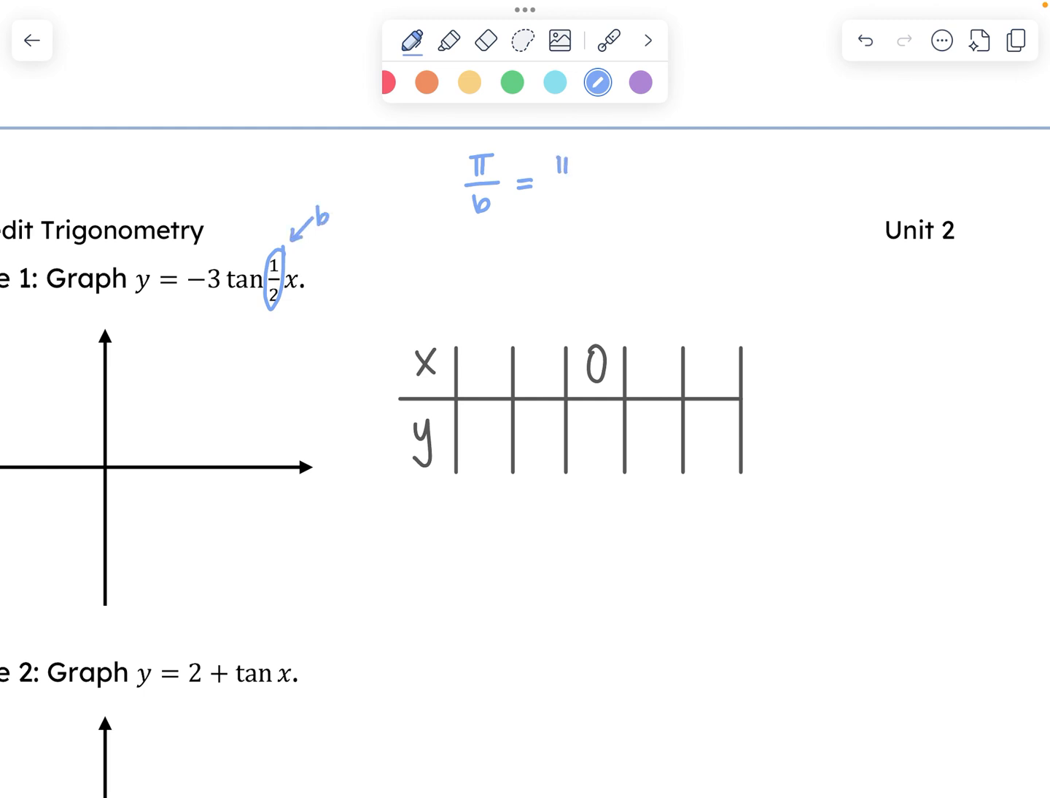So I'm going to have pi over 1 half. Now remember, I don't want to divide by a fraction. So I can do my keep change flip. I'm going to have pi now times 2 over 1, or just pi times 2, which is 2 pi. So my period is 2 pi.